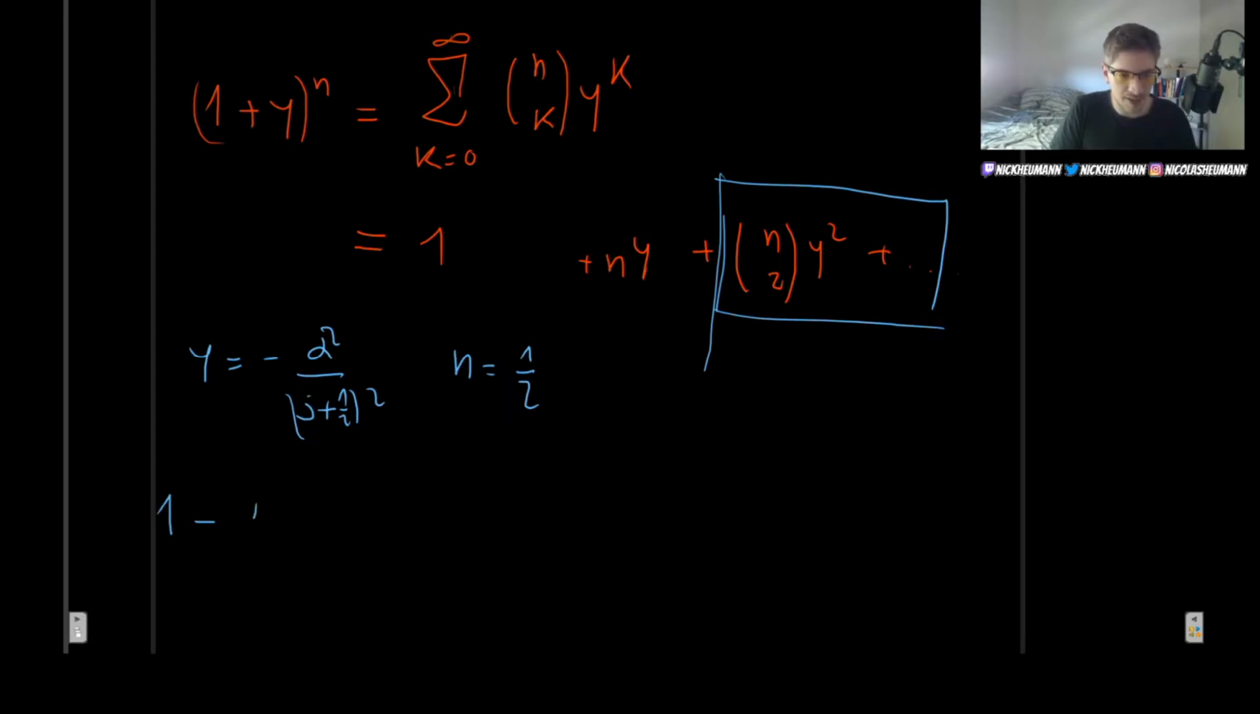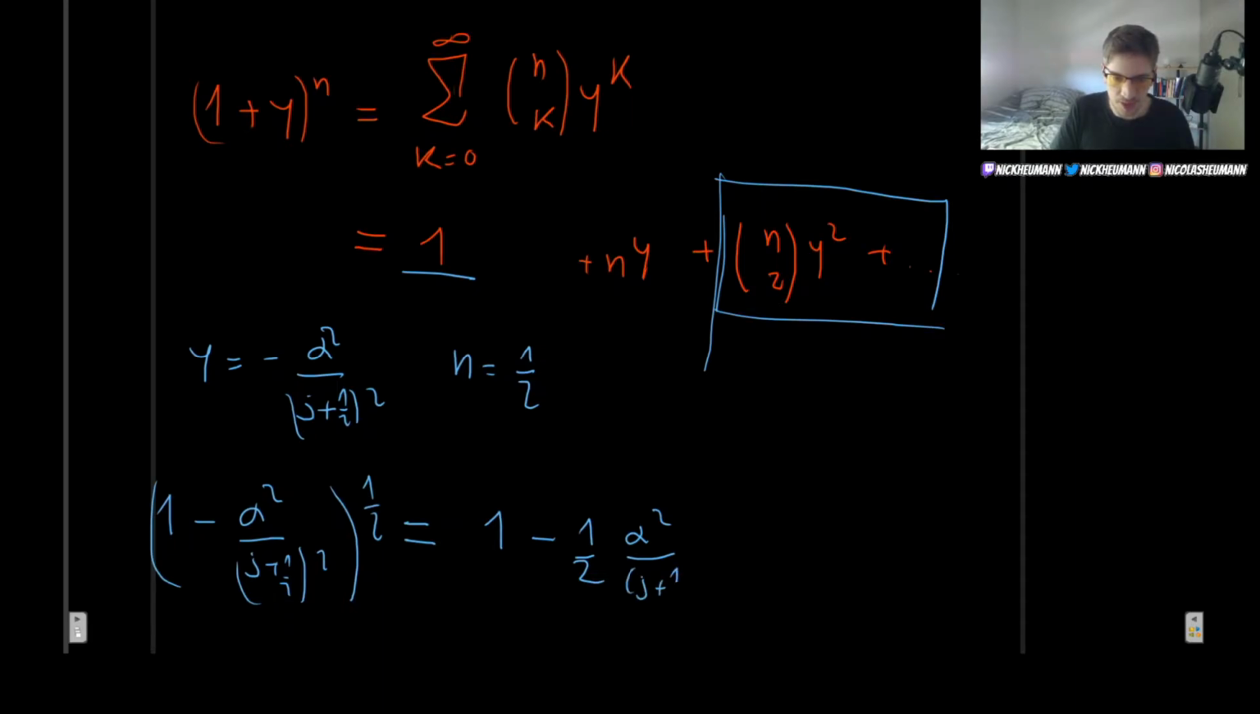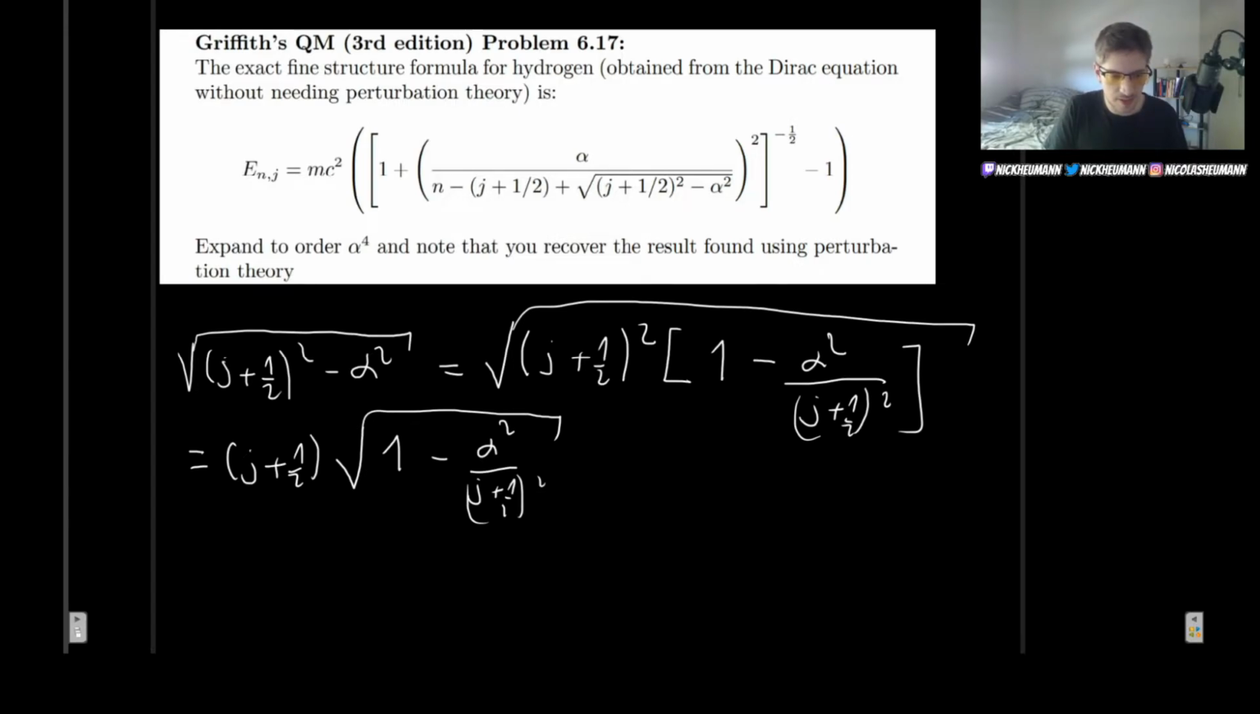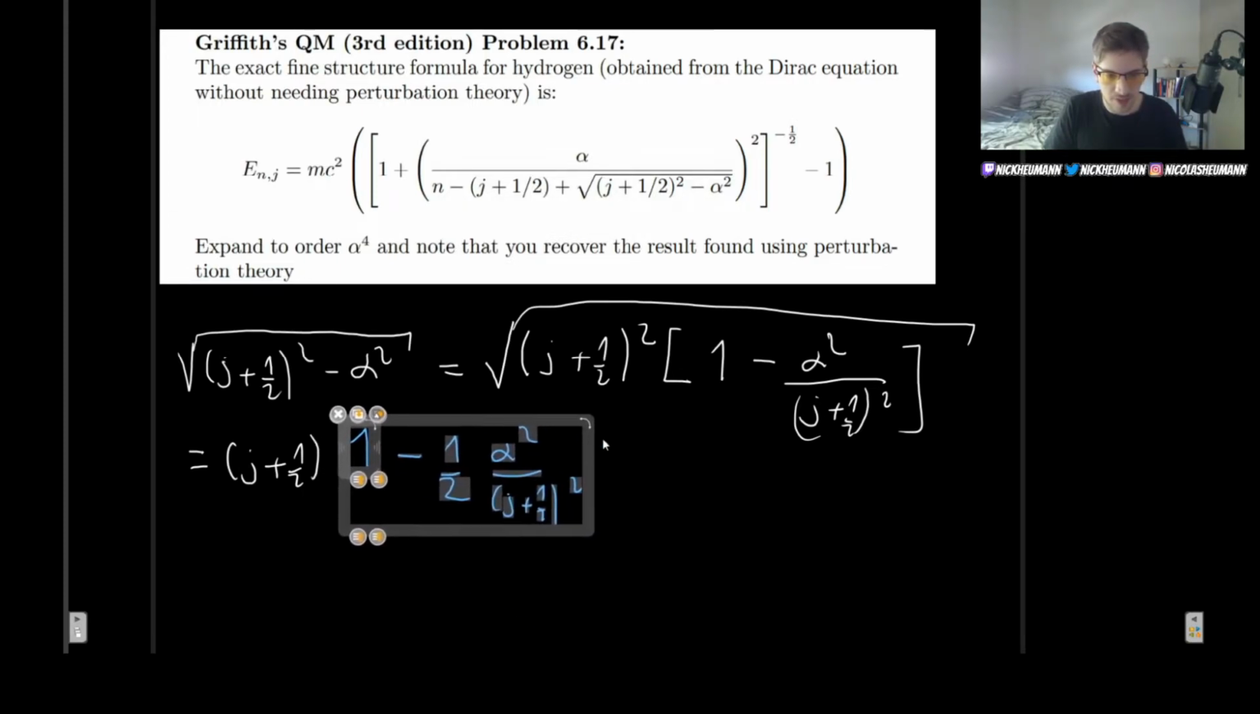So let's now plug our values into this. So 1 minus alpha squared over j plus 1/2 squared, and all of this to the 1/2, right, square root. This is going to be, let's see, 1 from here, plus n, which is 1/2, times y, which is this thing. So we have a minus sign, which will now go here. So we get minus alpha squared divided by j plus 1/2 squared. So this is what we now have to plug in. So let's now go back to here, and instead of this square root, we plug in what we just found.